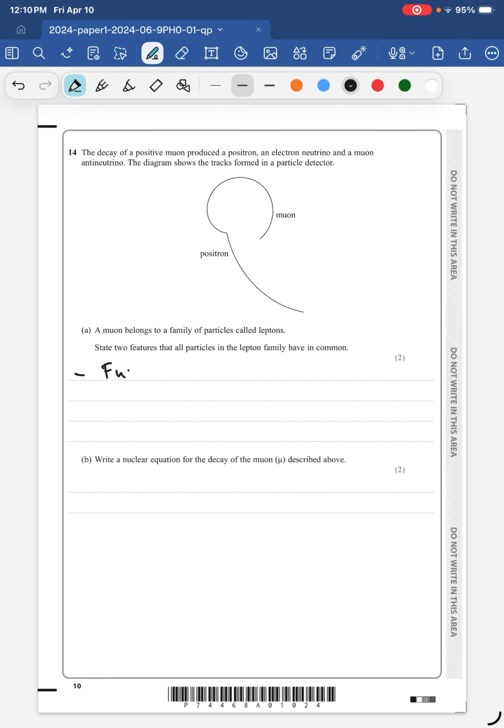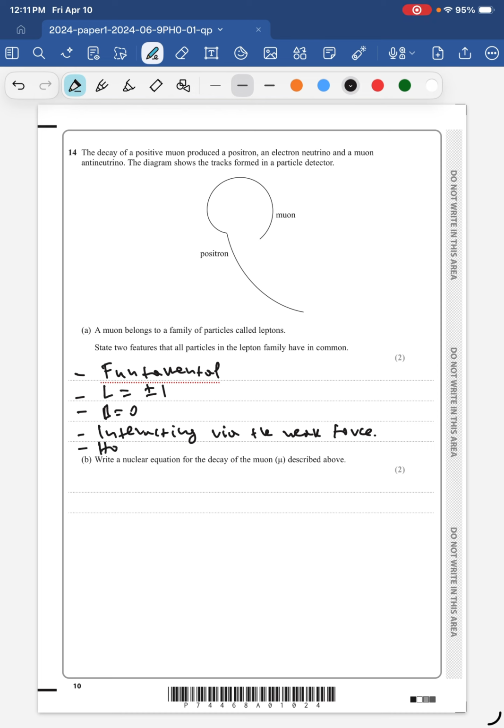So first of all, they are fundamental particles, meaning that you cannot divide them into smaller particles, okay? They have a lepton number of plus or minus 1. You can also write that they have a baryon number of 0, which again is an overkill. They have antiparticles. They interact via the weak force. That's another thing you can write. So interacting via the weak force, and have antiparticles, which are also leptons.